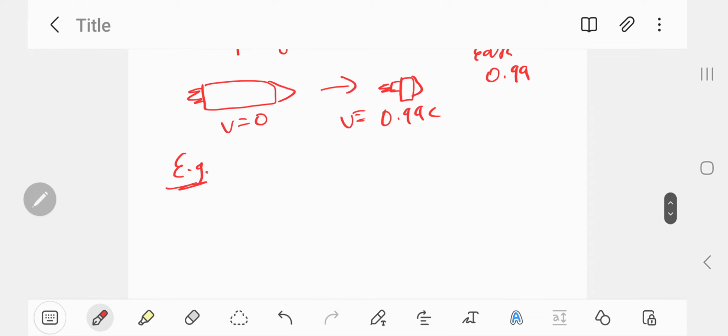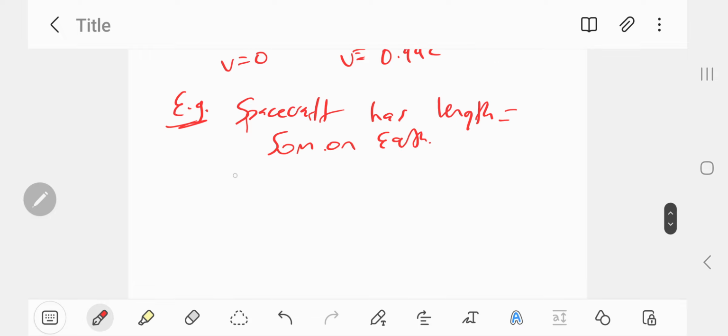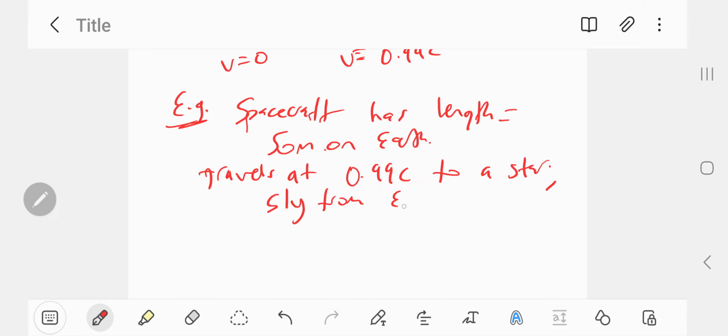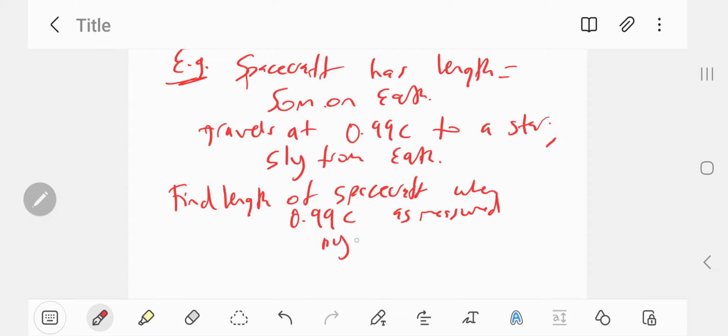Let's do an example to see how this works. Suppose the spacecraft has a length equal to, I should say, 50 meters on Earth. It travels at 99% the speed of light, 0.99c, to a star which is 5 light years from Earth. Let's find the length of the spacecraft when it's traveling at 99% the speed of light, as measured by 1, the astronaut in the craft, and 2, the observer on Earth.